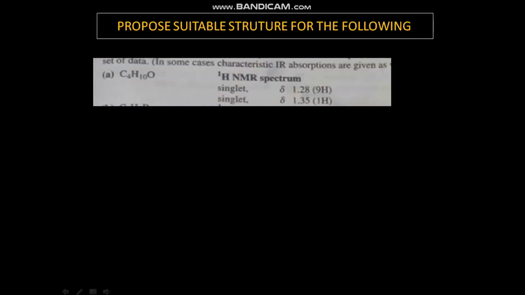Attempting this kind of problem, the very first piece of information we need to know is, for the given molecule, we need to calculate the hydrogen deficiency index. So what is it? The hydrogen deficiency index tells about the presence of a double bond or a ring or any other heteroatom that are present in the molecule. Now how to do that? The formula is (2C + 2 - H) divided by 2.